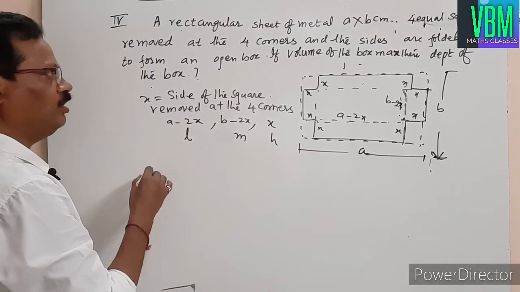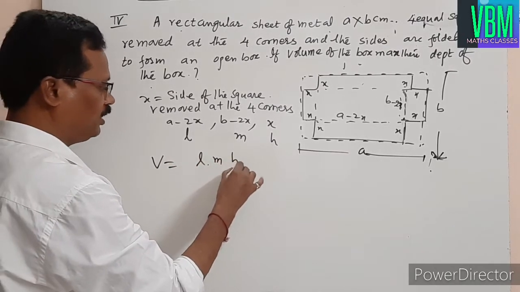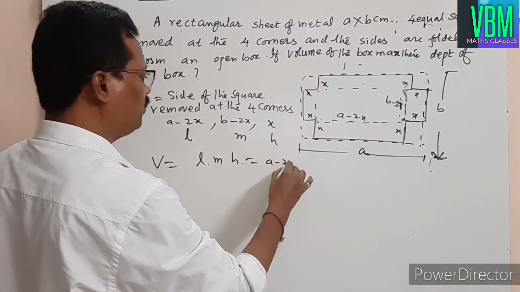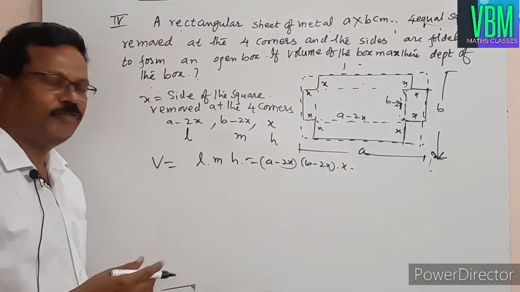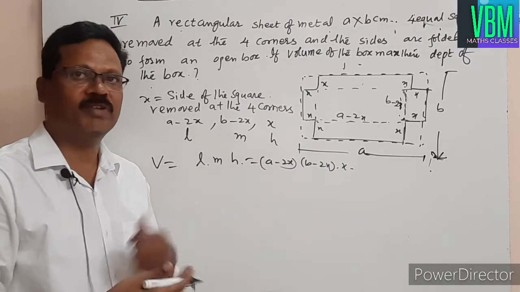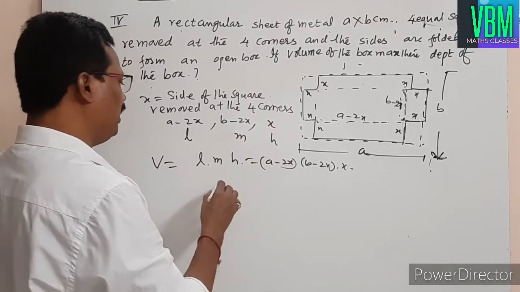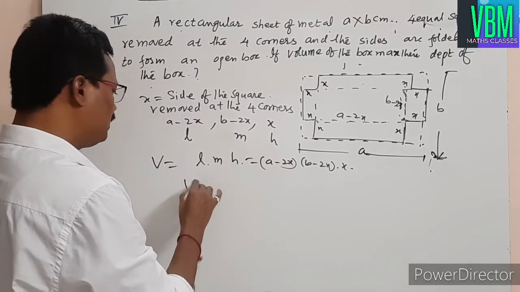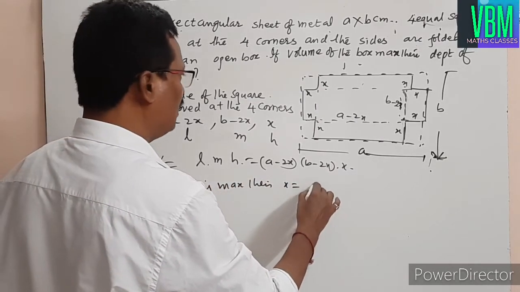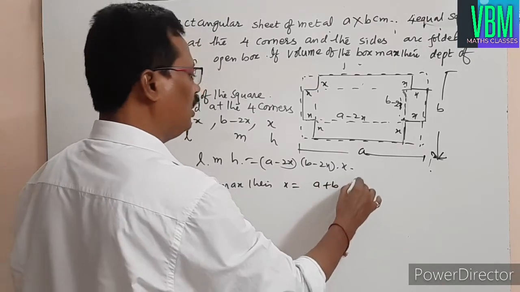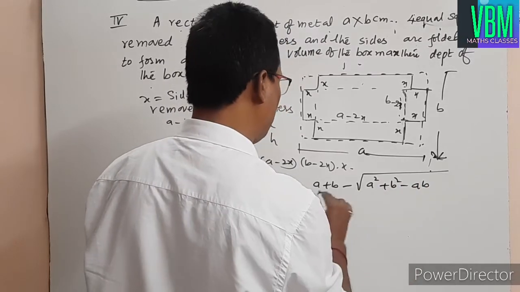What is the volume of the box? The volume of the box is length into breadth into height. Therefore, that is (a minus 2x)(b minus 2x) into x. Now, for maximum or minimum, find the derivative of this. Then derivative equal to 0, then x will be like this. If V is a maximum, then that x will be a plus b minus under root of a square plus b square minus ab, by 6, we get.